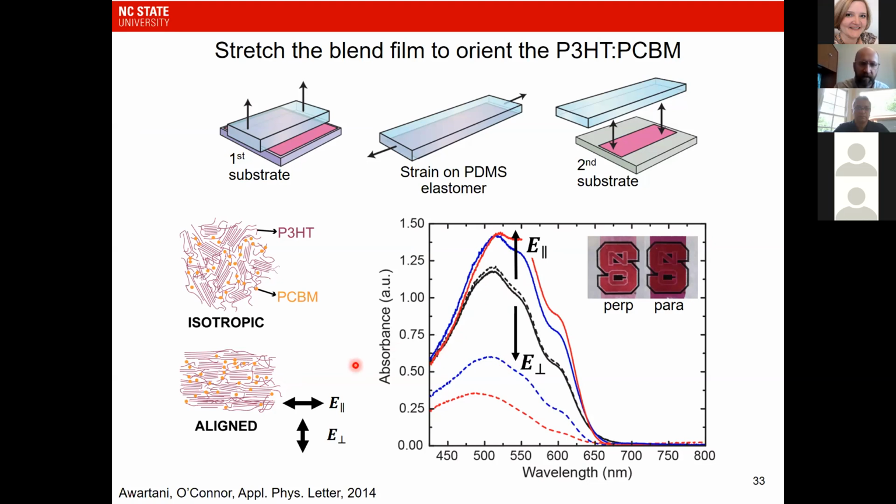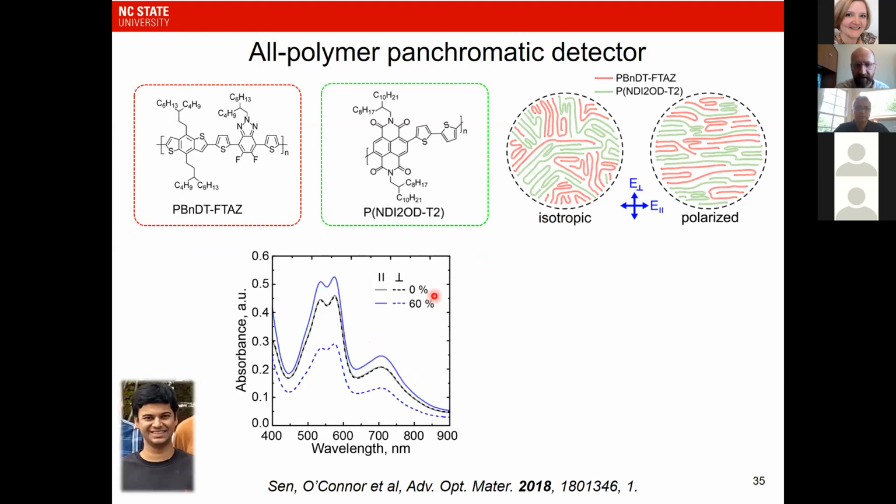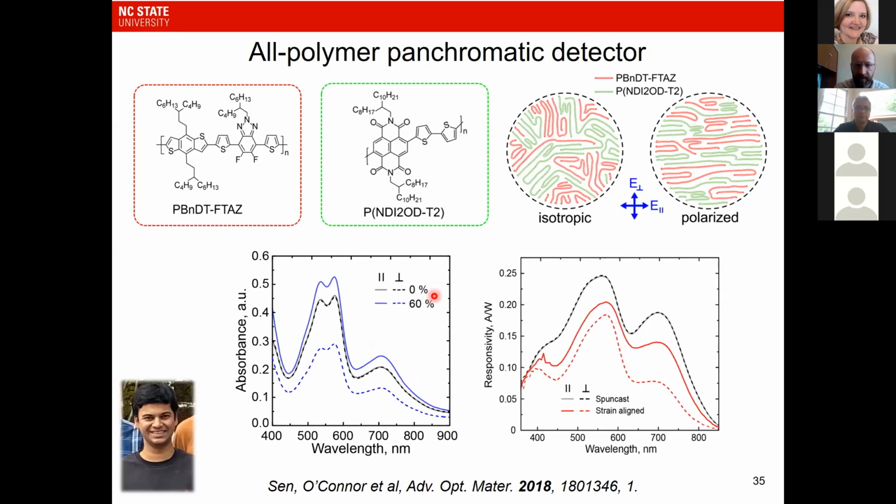If we look at this P3HT PCBM, the PCBM is a small molecule, it doesn't align, it's not polarization sensitive. So we took this one step further, and we decided to use two polymers, and this is work by Pratik shown here, that have complementary absorption characteristics so that we absorb across the entire visible spectrum. When we stretch this film, both polymers align, and now we have a polarization sensitive detector across the entire visible spectrum. And here's the responsivity for the different polarization states. For a photodetector, we're usually interested in responsivity: how many amps of current do we get out for watts of light in?